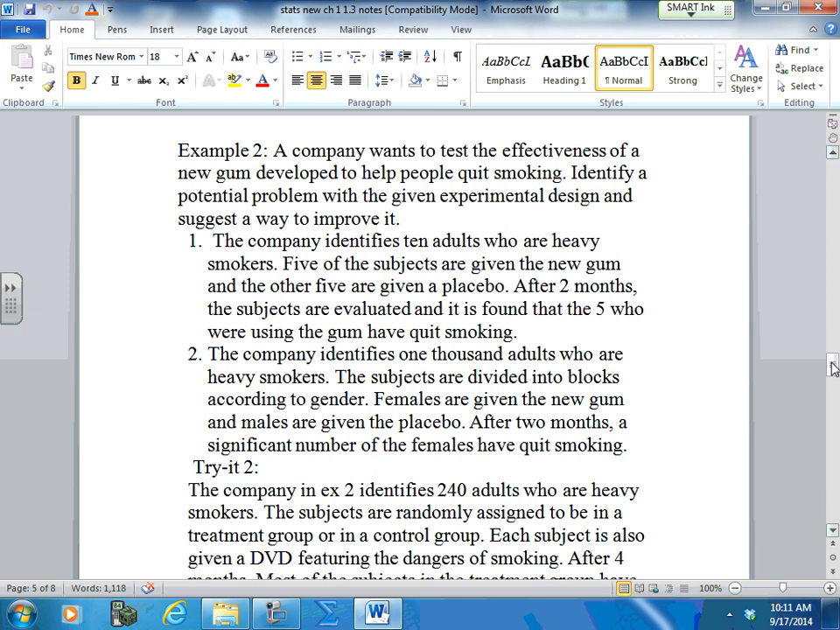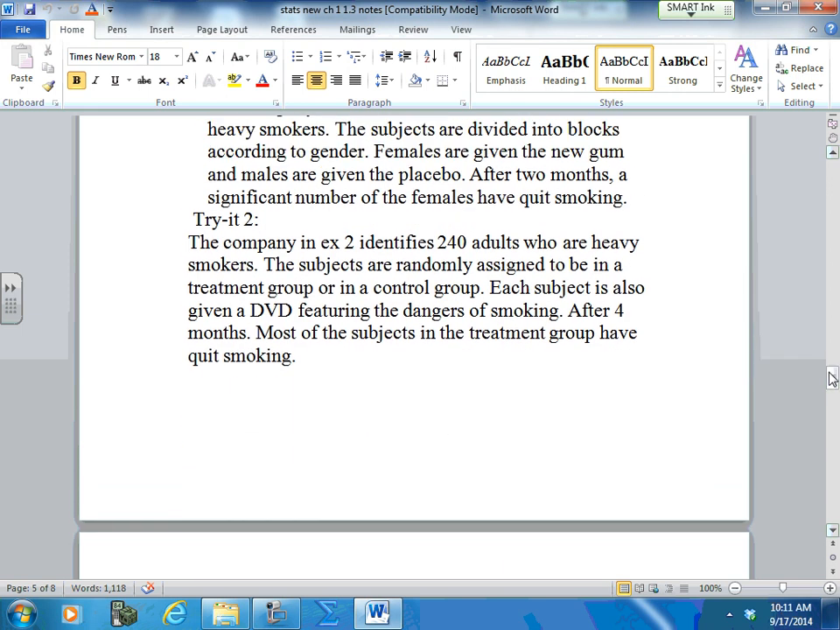So these are things we have to look at: that we have a large enough sample, that we have a good representation, and that your groups are similar in characteristics. Retry it too and see what you come up with.